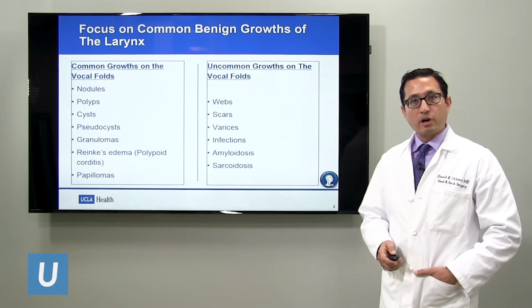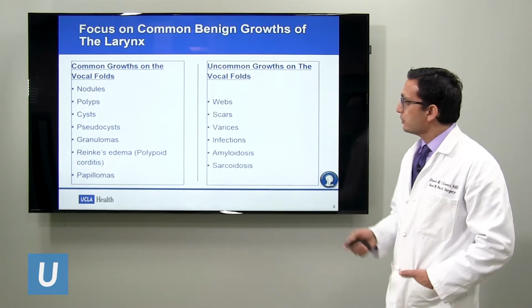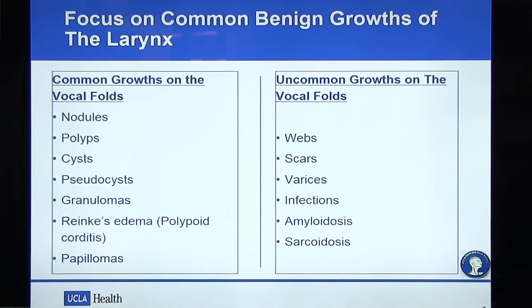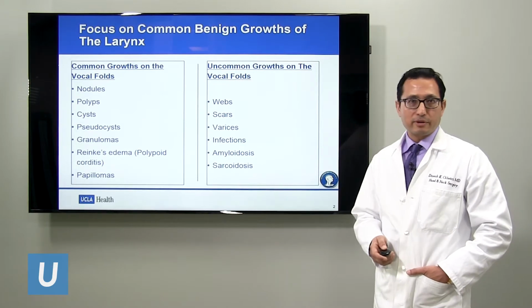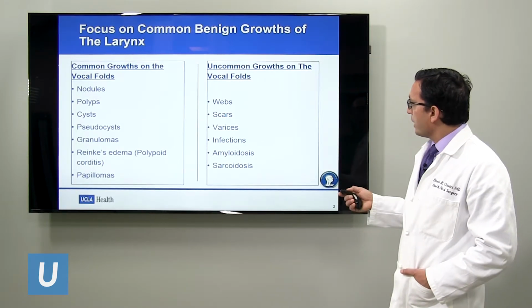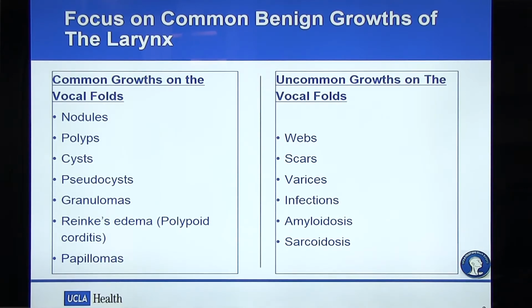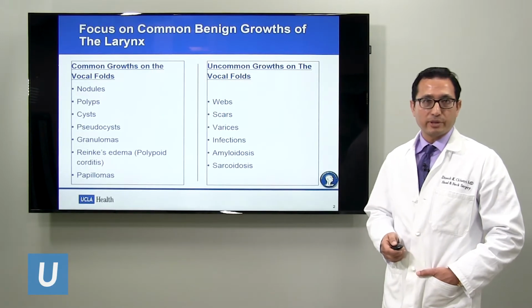So today I'll focus on common benign lesions of the larynx. Common lesions of the larynx include nodules, polyps, cysts, pseudocysts, granulomas, Reinke's edema, also known as polypoid chorditis, and papillomas. There are other growths of the larynx that are uncommon, such as webs, scars, varices, infections, and growths related to amyloidosis, sarcoidosis, and other systemic disorders. I will not cover that today.